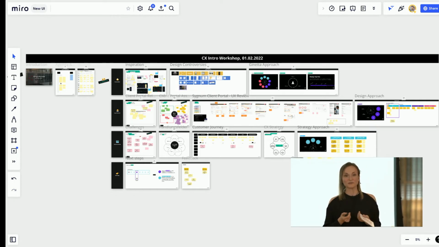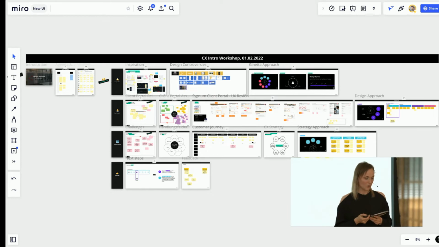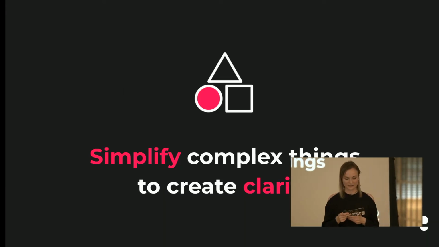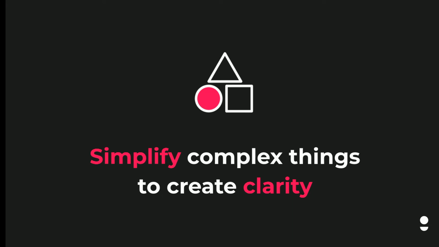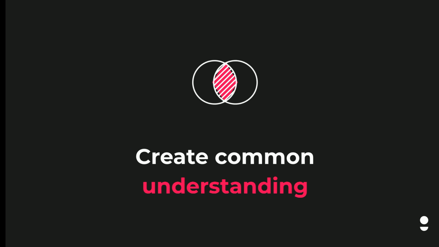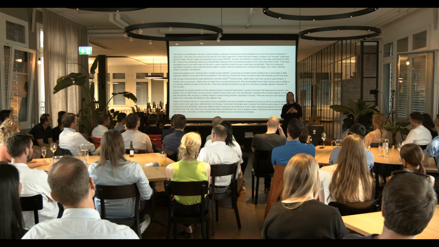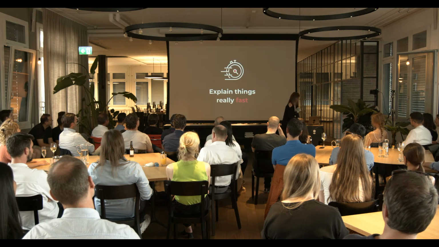So if you use the benefits of visual thinking at work, you can really achieve a lot and benefit in many ways. One is simplify things and create clarity. The other one is you can better guide your audience and convince the stakeholder much faster and much easier. Also, you create common understanding. And what's also very important, you can do it really fast.